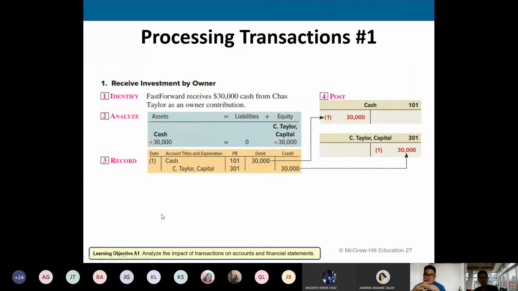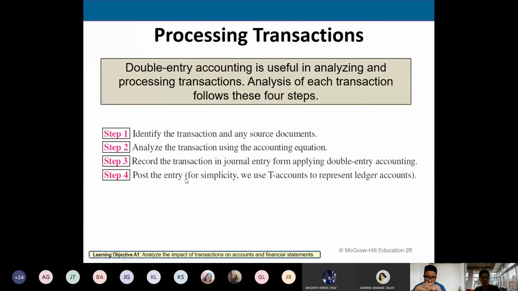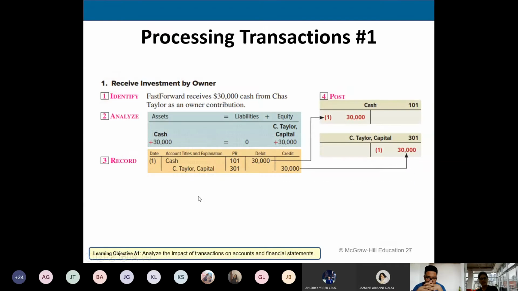So balik tayo rito, no? Identify. So ito na yung diniscuss natin previously, no? Okay. So mag-analyze tayo ngayon. Entries na tayo, no? So the first business transaction natin is, the name of the business is Fast Forward.